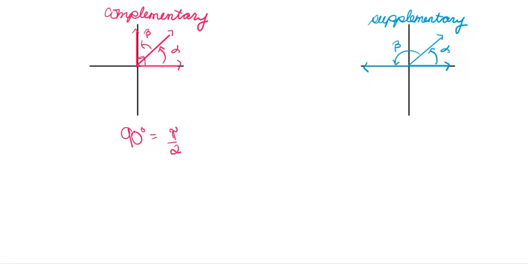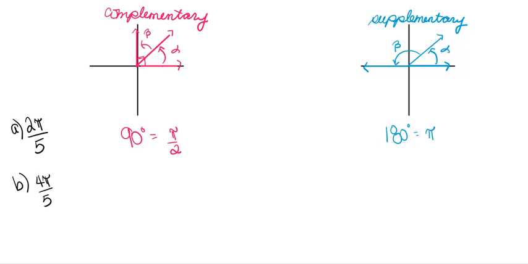So I want to know if I could find two positive angles whose measures add to be pi over 2. Same thing for supplementary, but with a different number. You know that 180 degrees is equivalent to pi radian. Therefore, I want to know if I can find two angles that add together to be pi radian. So let's do an example or two.